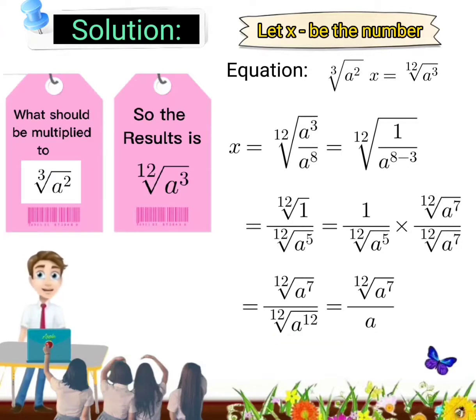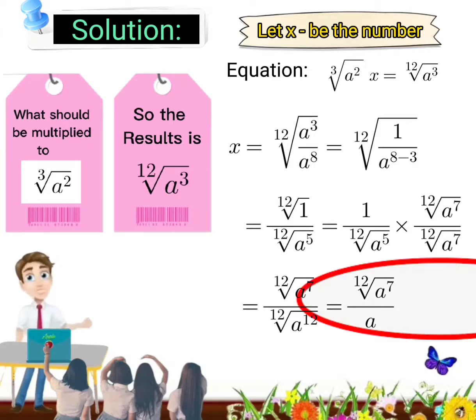And the 12th root of a raised to 12 is the same as a. So the expression is the 12th root of a raised to 7 all over a. Therefore, since the 12th root of a raised to 7 all over a cannot be simplified any longer, the final answer is the 12th root of a raised to 7 all over a.